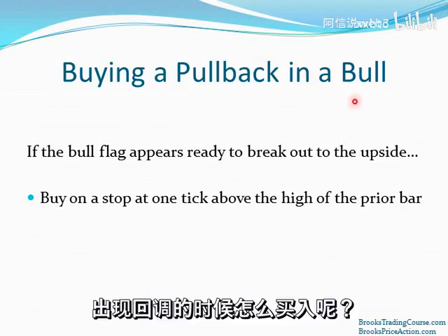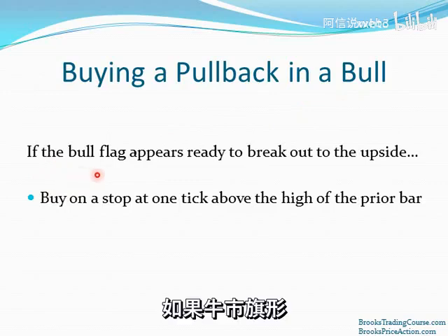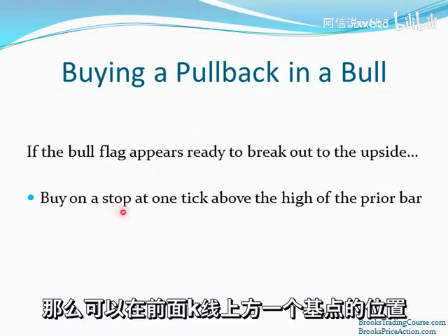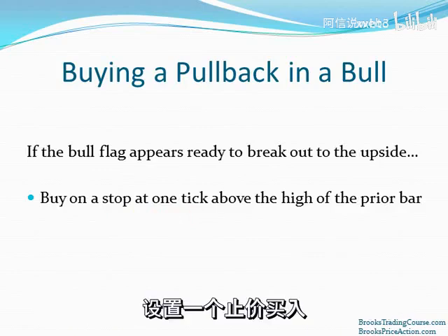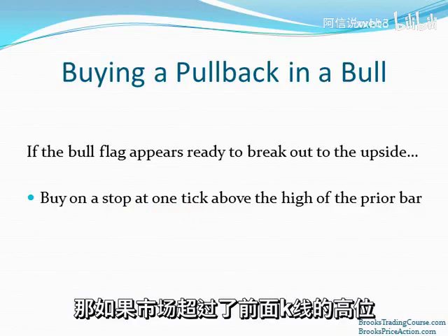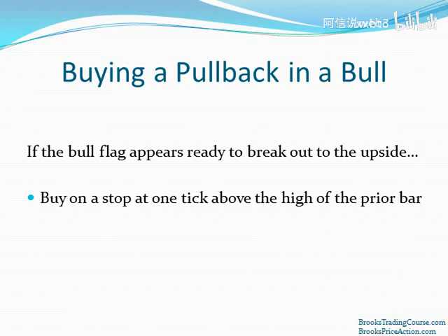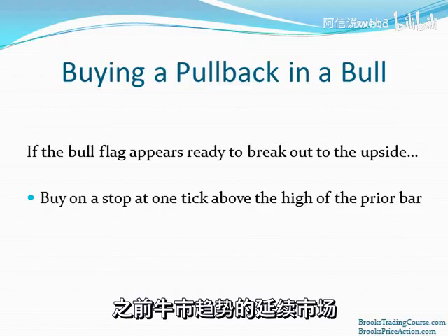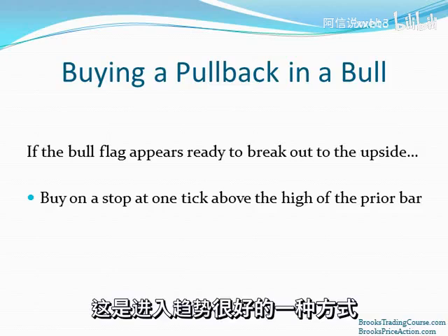So how do you buy a pullback in a bull trend? If the bull flag appears ready to break out to the upside, you place a buy stop at one tick above the high of the prior bar, so that if the market goes above the high of the prior bar, you get stopped into a long position. You're swept into the trade by the momentum of the trend resuming, which is a great way to enter a trend.